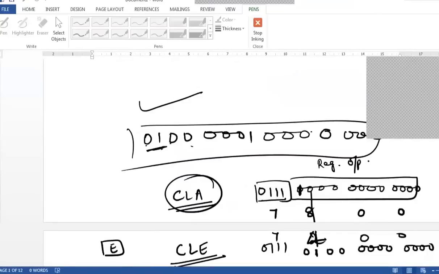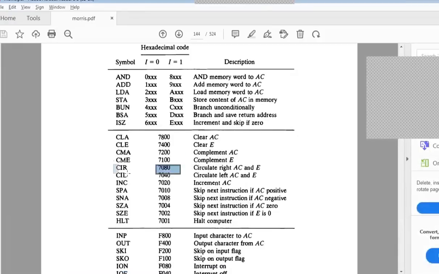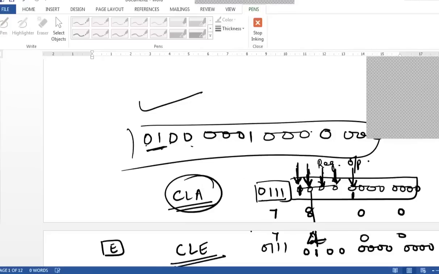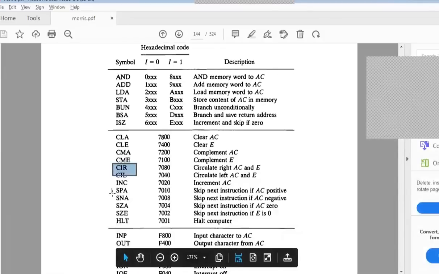What does that mean? Which bit changed? Here, the 3. This bit is for clear accumulator. This is for clear E. This is for complement accumulator. This is complement E. Now comes the next instruction, which is circular shift right and circular shift left. So if this is 1, it is circular shift right. If this is 1, it would be circular shift left. Okay. Then what is this?